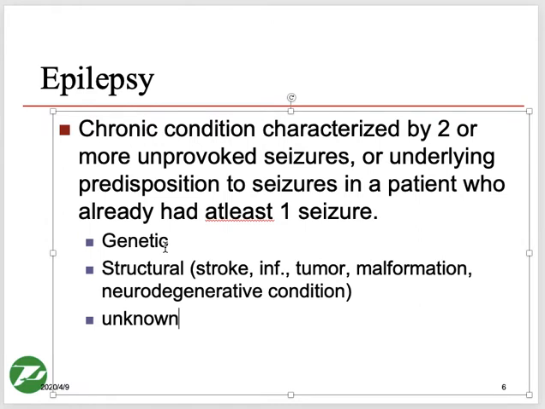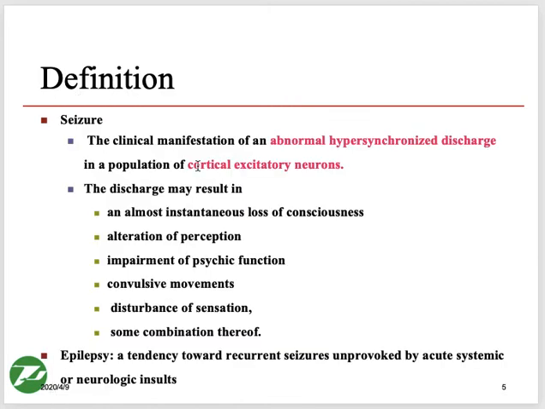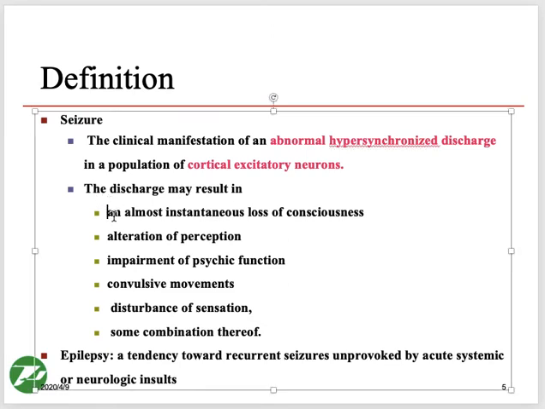So hope you understand the difference between the definition of seizure and epilepsy. And again, the same definition is written, but a little longer. The clinical manifestation of abnormal hypersynchronized discharge in a population of cortical excitatory neurons. The discharge may result in, so see, I used the word abnormal behavior, but here they say loss of consciousness, altered perception, impairment of psychic function, convulsive movements, disturbance of sensation, or some combination of these things. And epilepsy is a tendency towards recurrent seizures unprovoked by acute systemic or neurological insult.